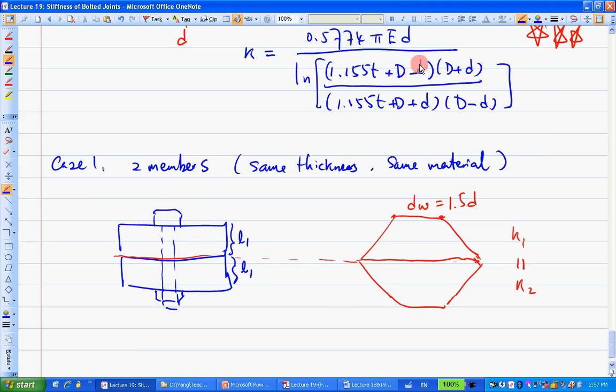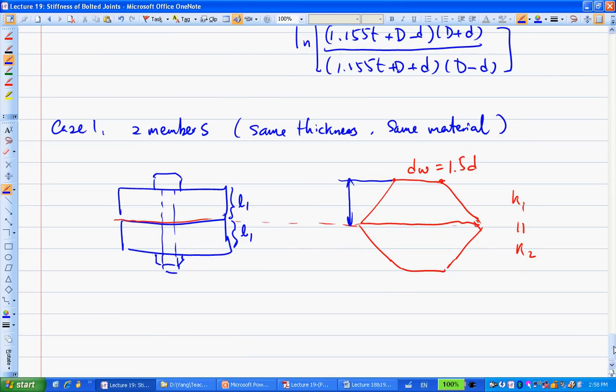So what do we have? The capital D here is what? DW, right? And the small d here is basically the small d. The T here is the thickness, which is this portion, and in this case that's the thickness of the member, right? So if you have the actual values, just place them in here and you'll get your K. Is that good?